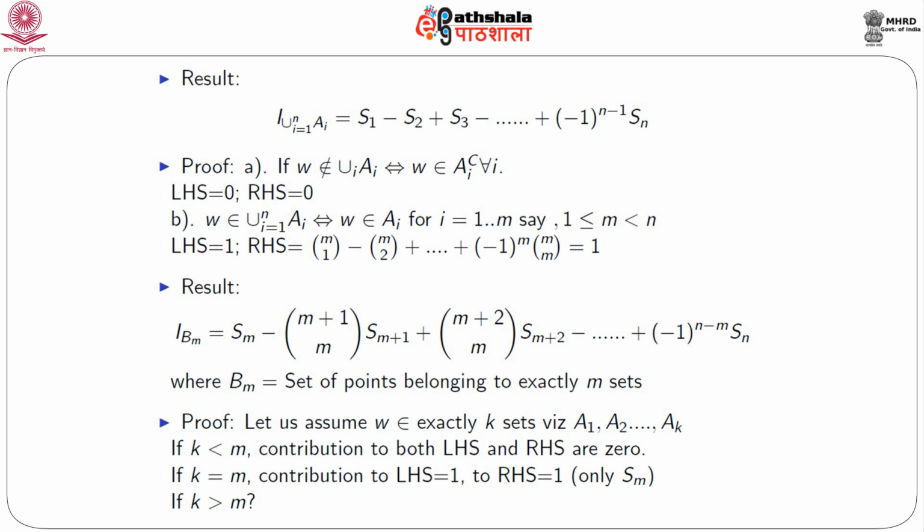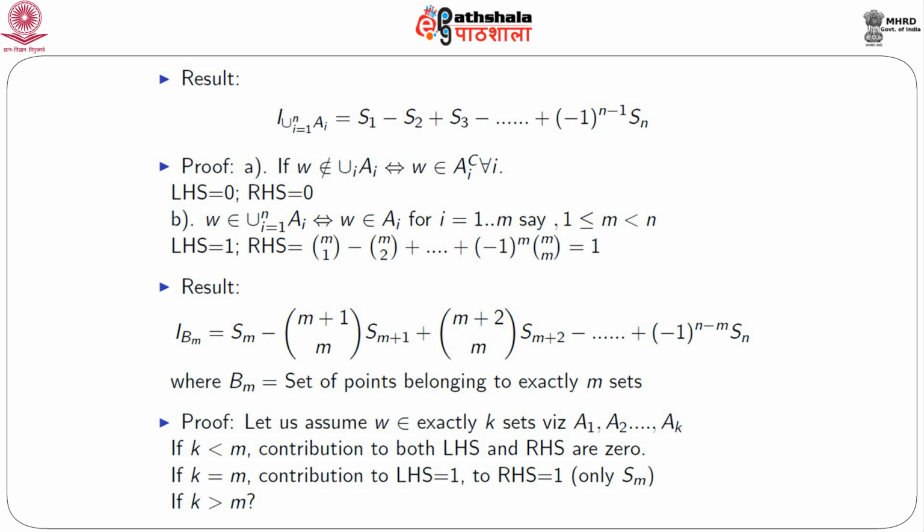Under this setup, we have a result that ω belongs to at least one of these A_i's, at least one of these sets, can be expressed as S1 minus S2 plus S3 minus S4 and so on, plus minus 1 to the power n minus 1 times Sn. The proof is however a bit simple, I should say. To prove this, we will take the contribution of an ω to the left hand side as well as to the right hand side.